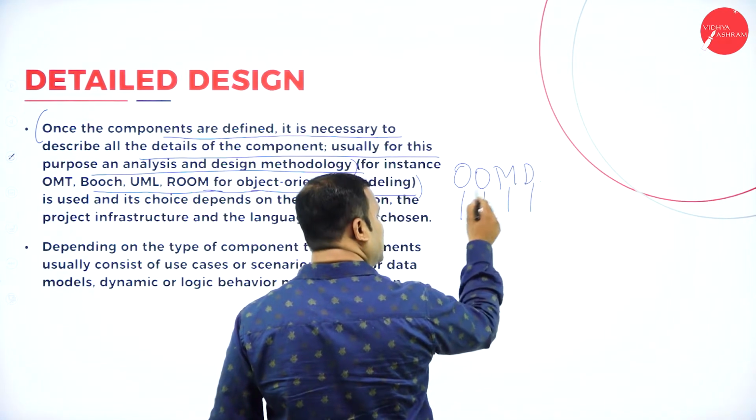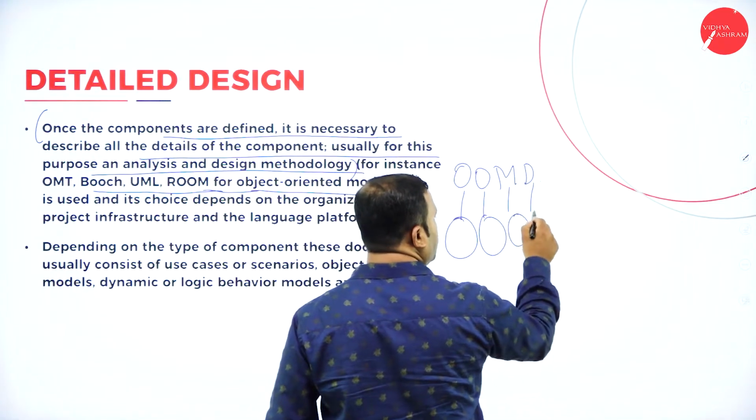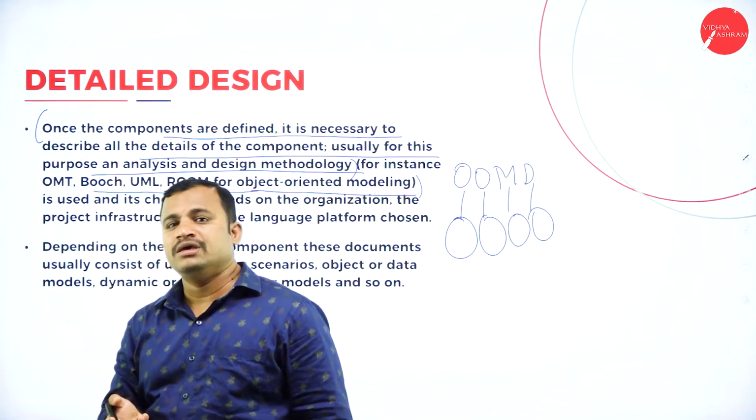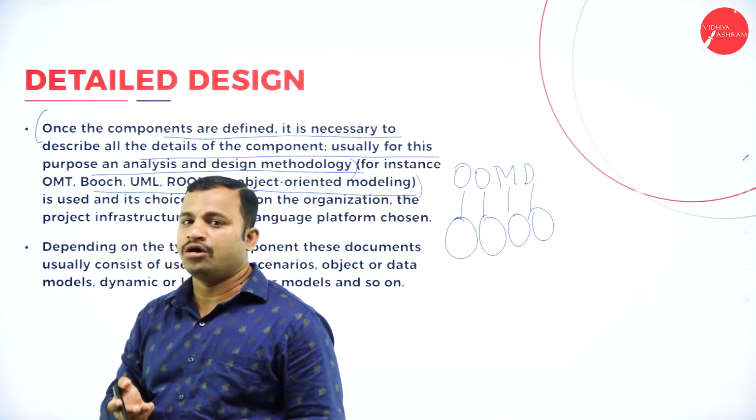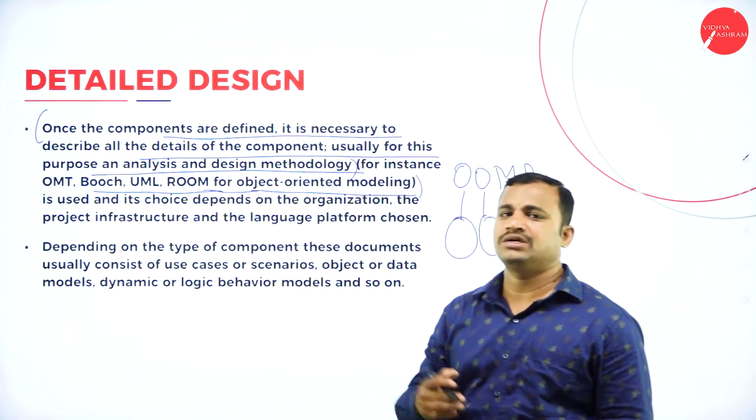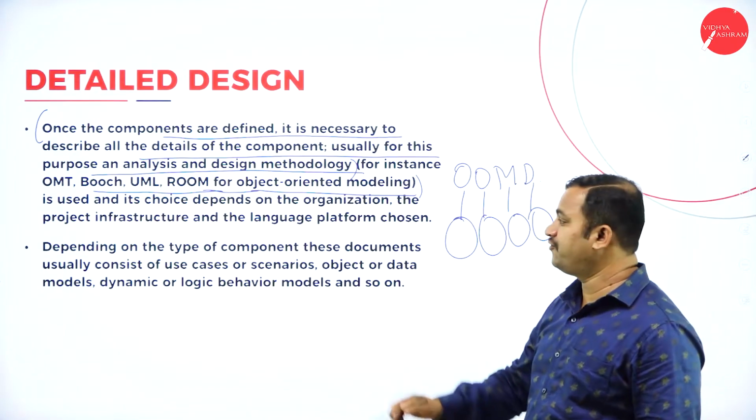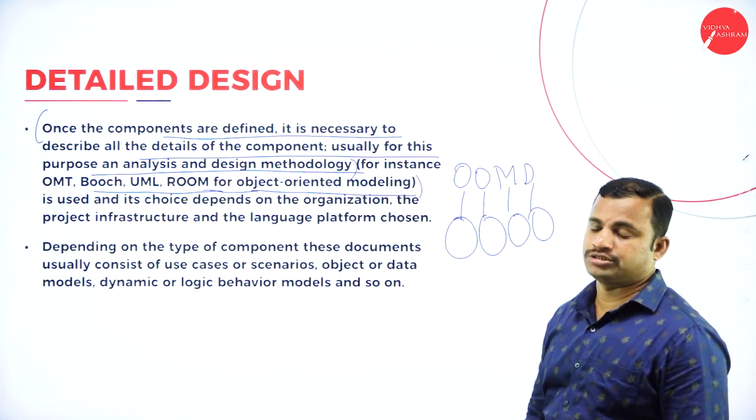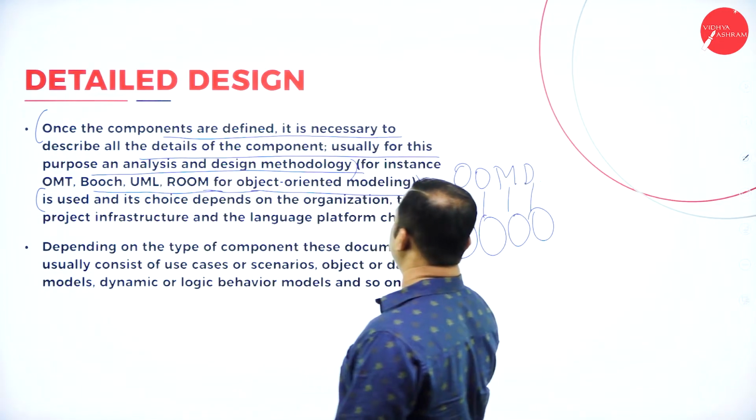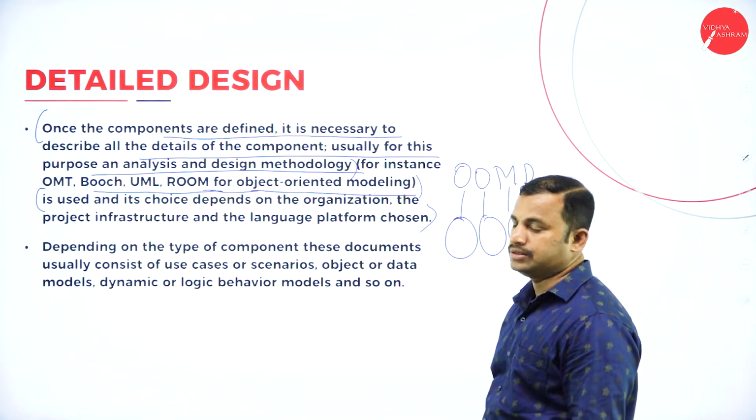This includes the architectural diagrams involved with the documentation purpose, whether it is a state sequence diagram or any of the diagrams like an object diagram, a use case diagram or a sequence diagram. All these are different types of diagrams that represent the description of a software project. Which is used, and its choice, depends on the organization, the project infrastructure, and the language platform chosen.